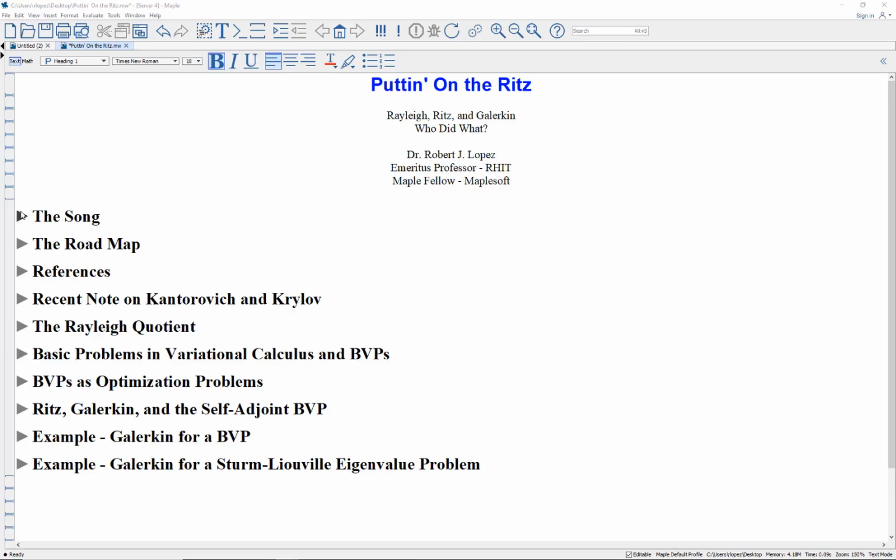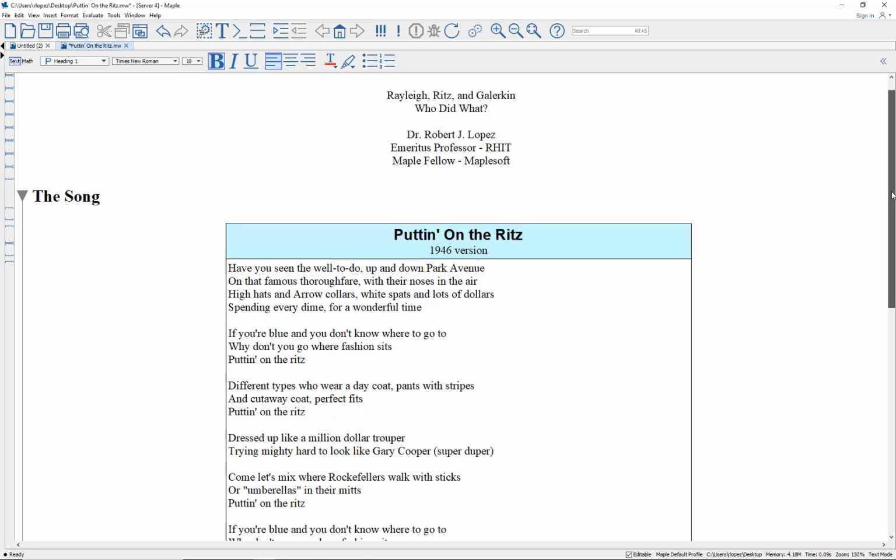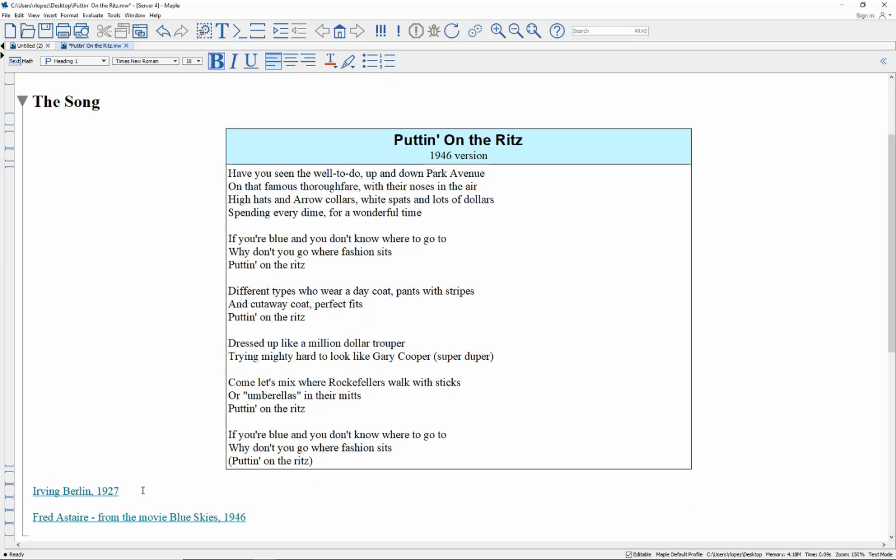The song, well, these are the words of the 1946 version. It's actually a 1927 song written by Irving Berlin. It's been recorded many times. There's a 1930 movie that has it in it.